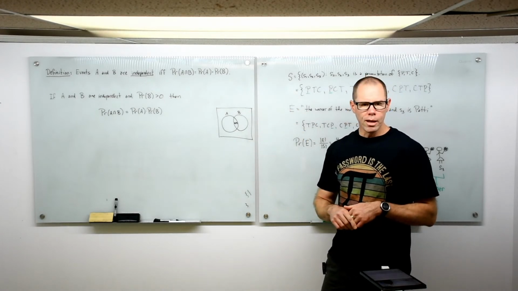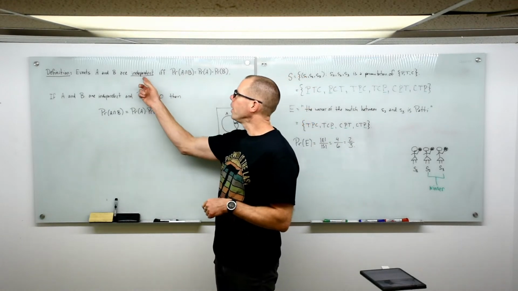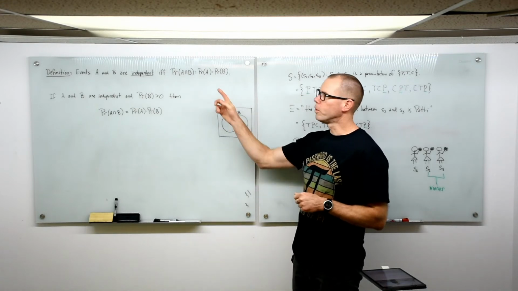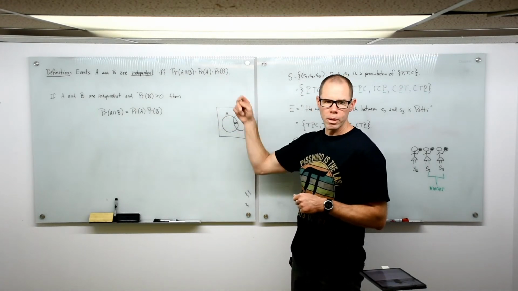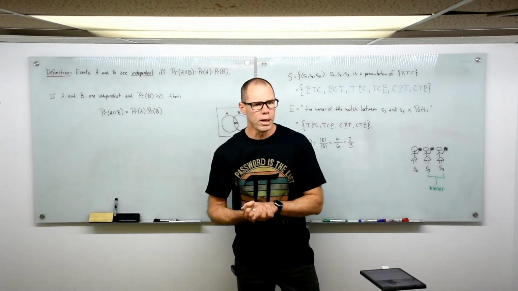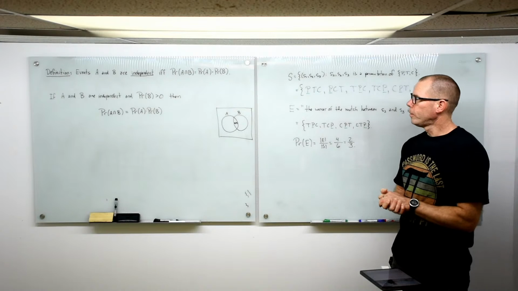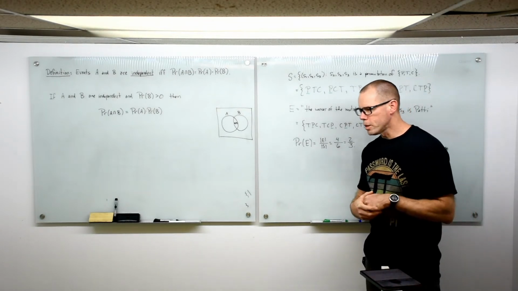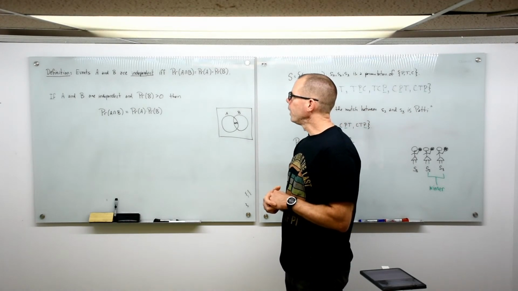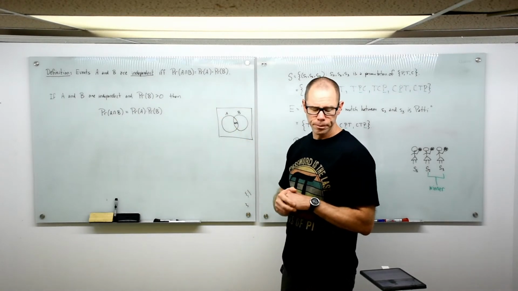If I have two events, A and B, then I say that A and B are independent if the probability of A and B is just equal to the probability of A times the probability of B. That's the definition. It may not be what you're used to, if you've seen a definition of independence before, but it's a good one because it's universal. It doesn't assume anything about A and B. This is just the definition.